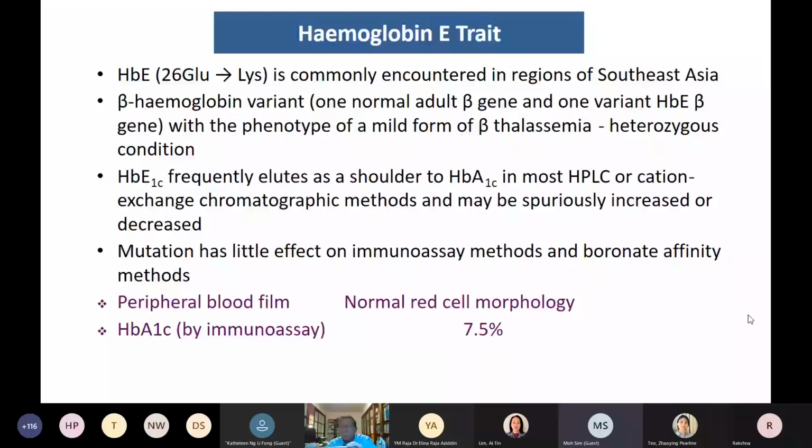And consequently, this patient actually had a peripheral blood film done, which showed normal red cell morphology. The HbA1c by immunoassay was 7.1%, which actually correlated with her BGM readings.